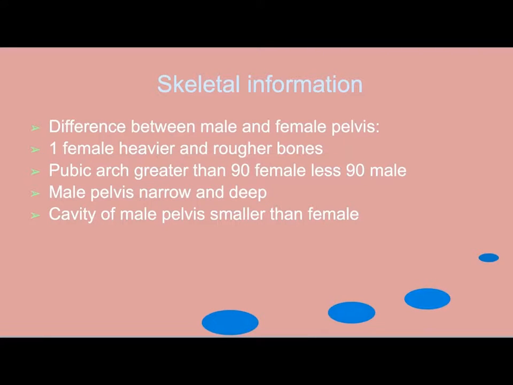Additionally, other skeletal information that can be very useful is looking at the pelvic area to differentiate between a male and a female pelvis. Now, the female pelvis typically is heavier and has rougher bones, and then the cavity of the male pelvis tends to be smaller than the female. The male pelvis also is more narrow and deep. However, it's going to be this pubic arch that will be the easiest way for a student to differentiate between a male and a female pelvis. The pubic arch is greater than 90 degrees in a female and less than 90 degrees in a male.